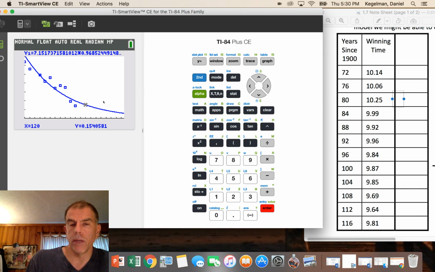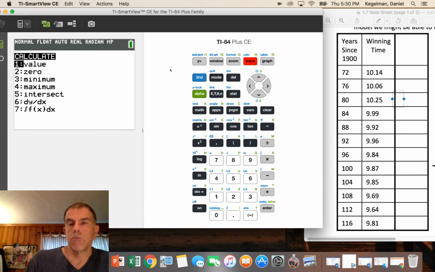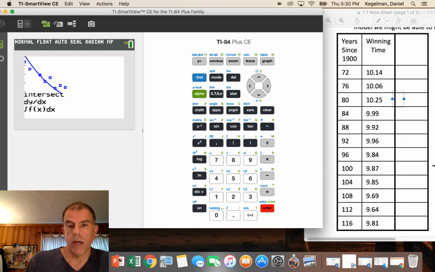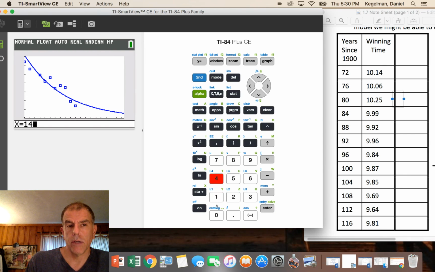What's also cool, though, is we could say, hey, let's now find out what the time is in 2040, which would be 140 years away. So if I put in a 140 now, the cursor is going to jump over to 140, and now we're only at 0.08 seconds above 9.5, so it'll be a 9.58.